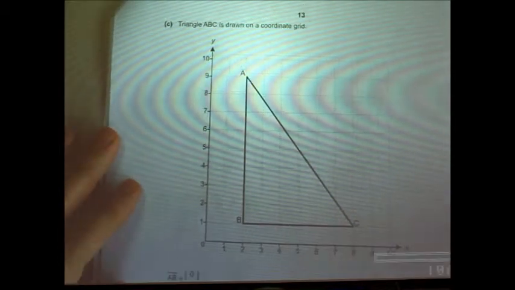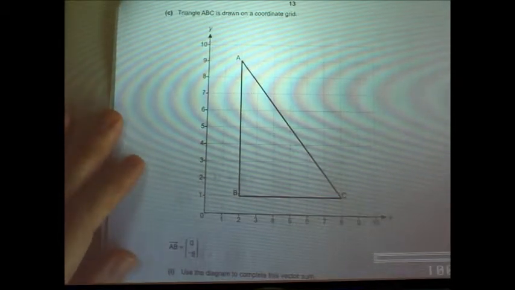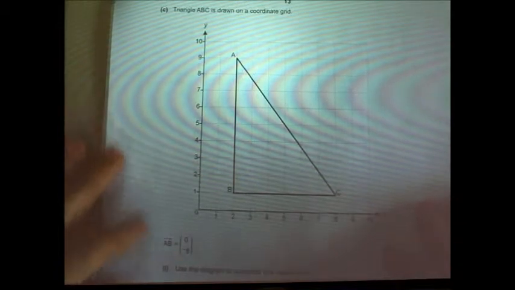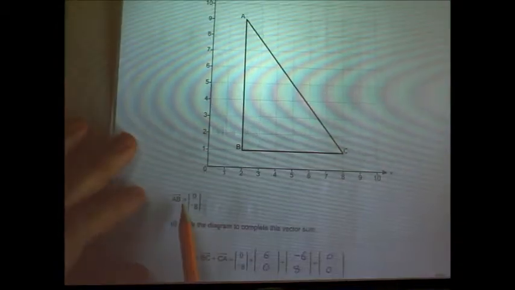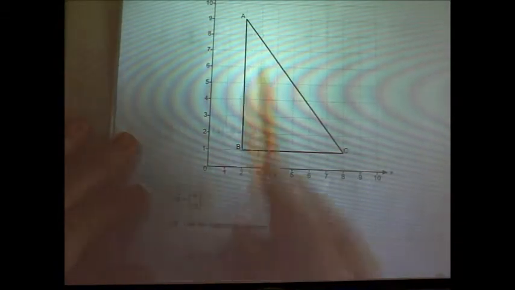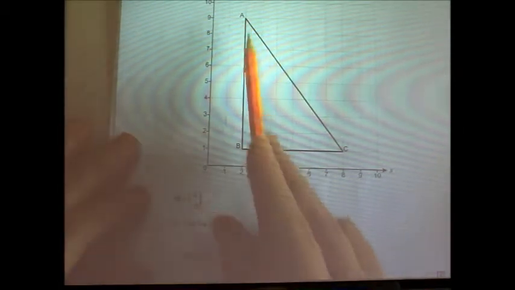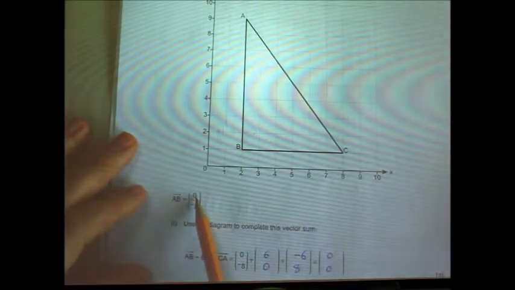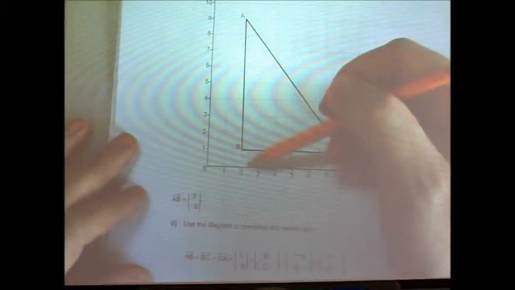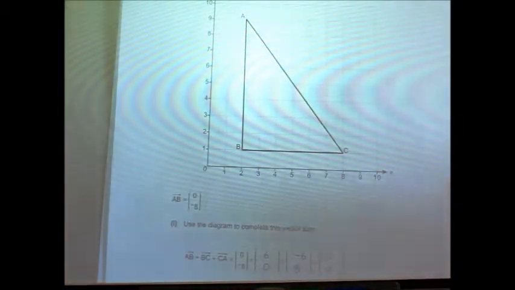Part C for that question. A triangle is drawn on a coordinate grid, and there it is. And it says just underneath it, the vector of A to B, so that is going from here down to here, is 0 minus 8. So you're going along 0 and you're coming down 8. It's a little bit like translations, I suppose, isn't it?